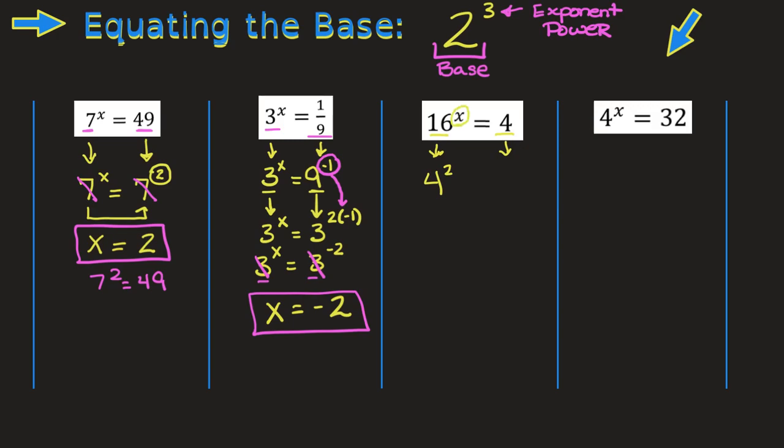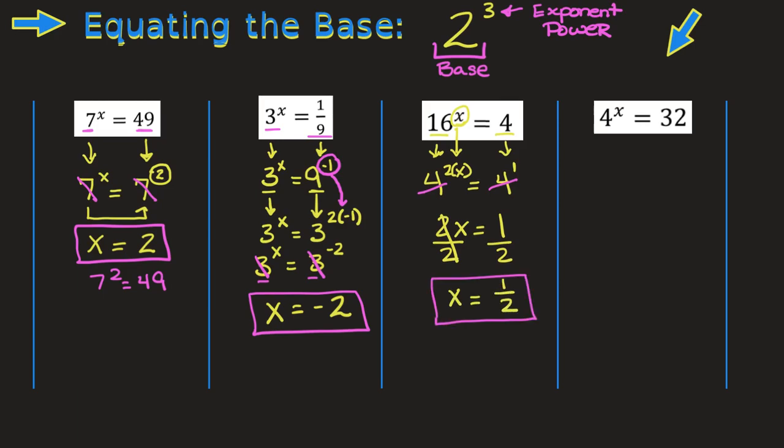Now, I can't forget about the x. I bring it down and put it beside the 2. Set equal to 4. We know 4 is to a 1 power. Now we have matching bases. Our 4s I'm going to mark through. And now I'm left with 2x equals 1. I need to solve for x. Divide both sides by 2. And now I have x equals 1/2.